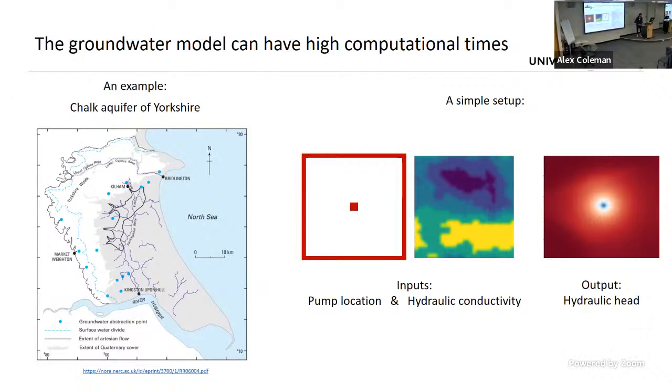On the right-hand side is how I translate it for an abstract scenario. On the left is the location of a pump, which in this case I place in the middle, but can be anywhere. In the middle figure there is the hydraulic conductivity, which you can think of as different types of materials, so how permeable the material is and where the water will flow. And on the right-hand side, you see a snapshot of the hydraulic head, so where the water is and how it's flowing in time.